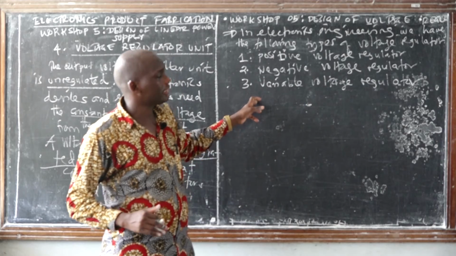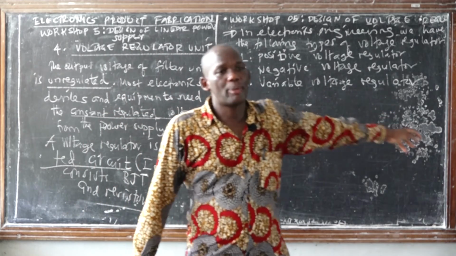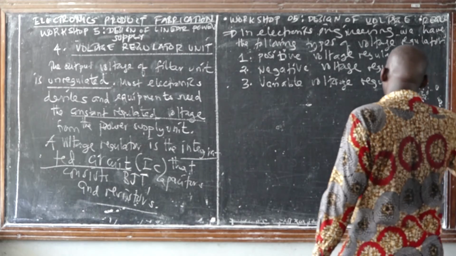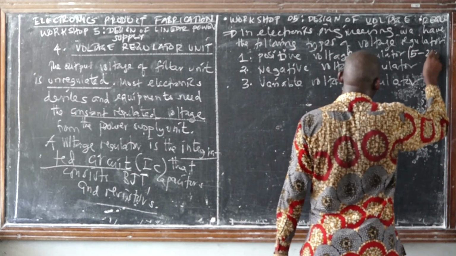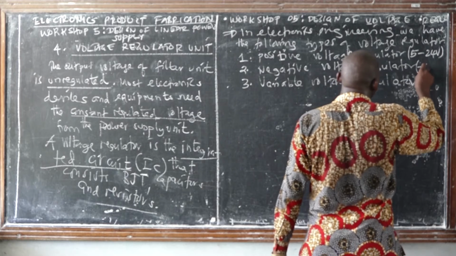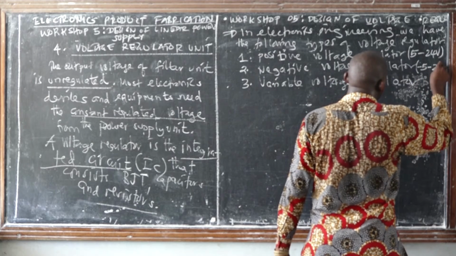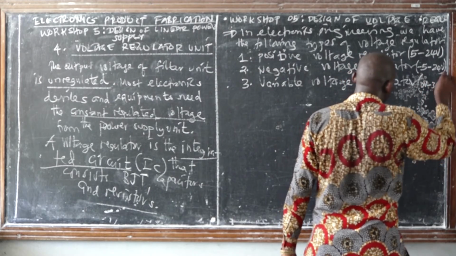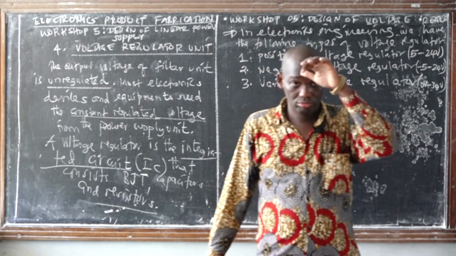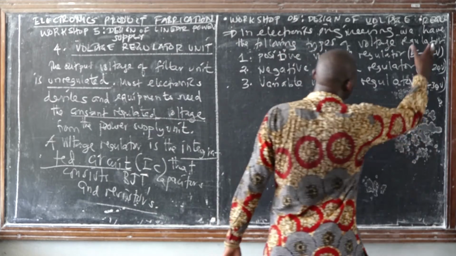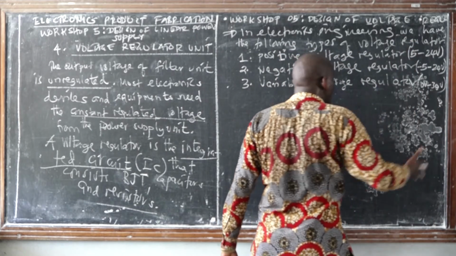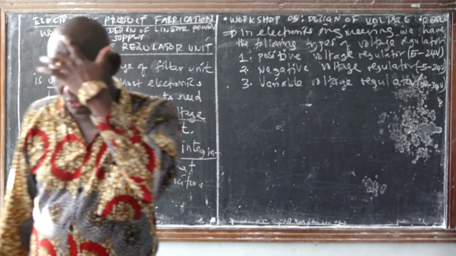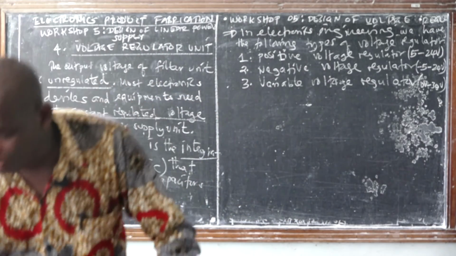From 0 volts, most power supplies provide up to 30 volts. This one can provide from 5 volts up to 24 volts. This one can provide from negative 5 volts up to negative 24 volts. And this one can provide 0 volts up to 30 volts. That's the range. But this is fixed. It means you may have voltage regulators of 5 volt, 6 volt, 7 volt, 8 volt, 9 volt, 10 volt, 12 volt, 15 volt, 18 volt, or 24 volt.